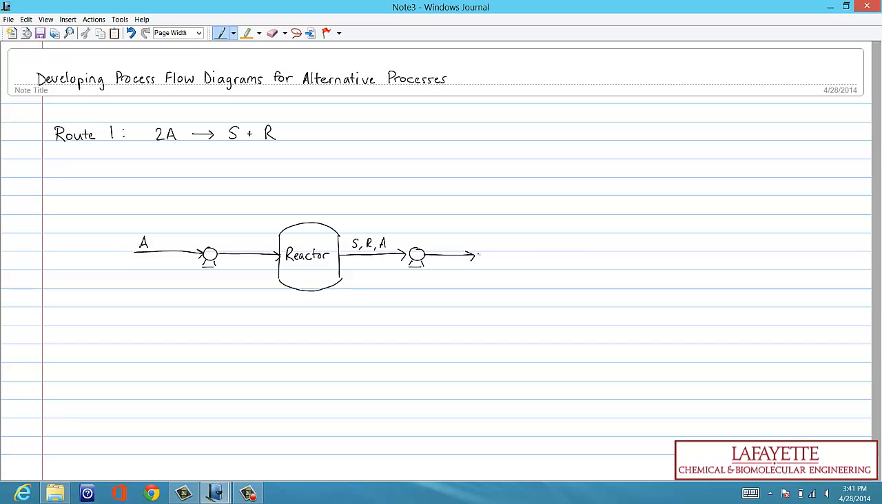The problem states that S and R are separable by distillation, so we'll draw in a distillation column. We'll assume that R is more volatile than S and A, so it will come out of the top of the column to be collected as product.